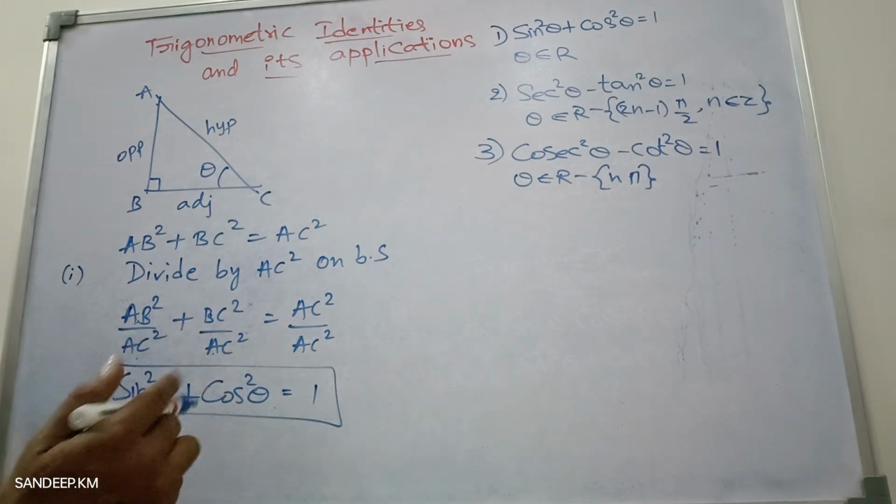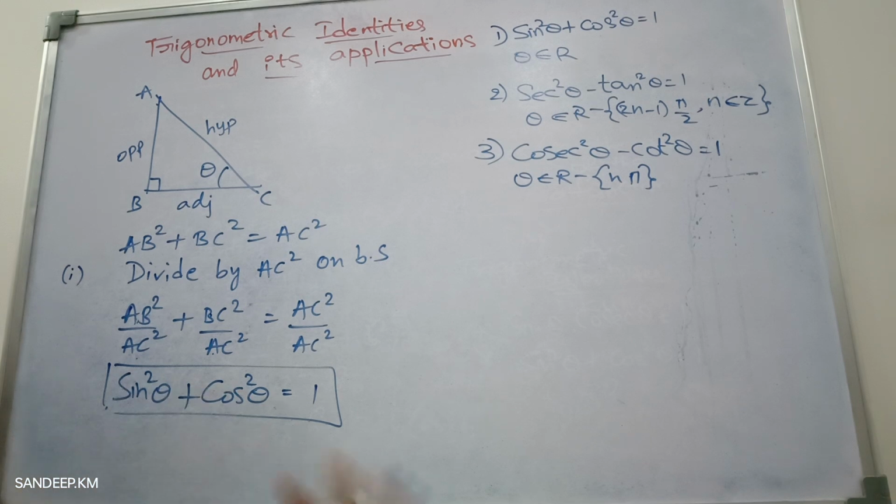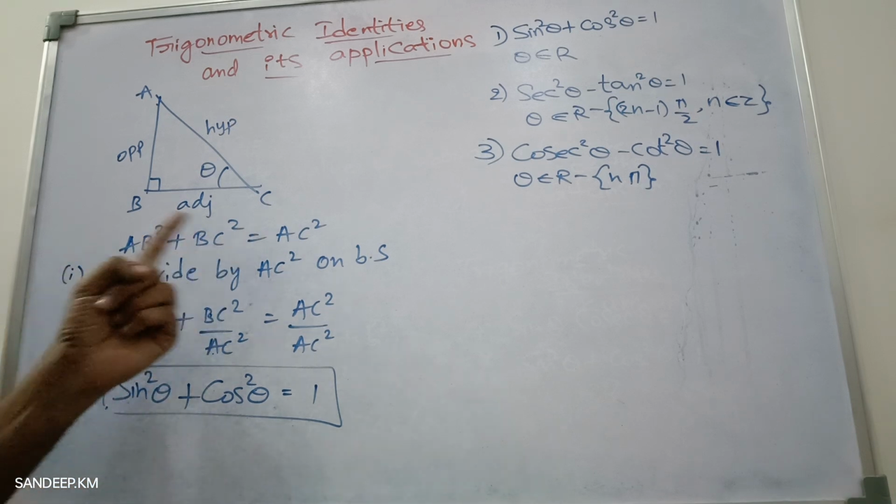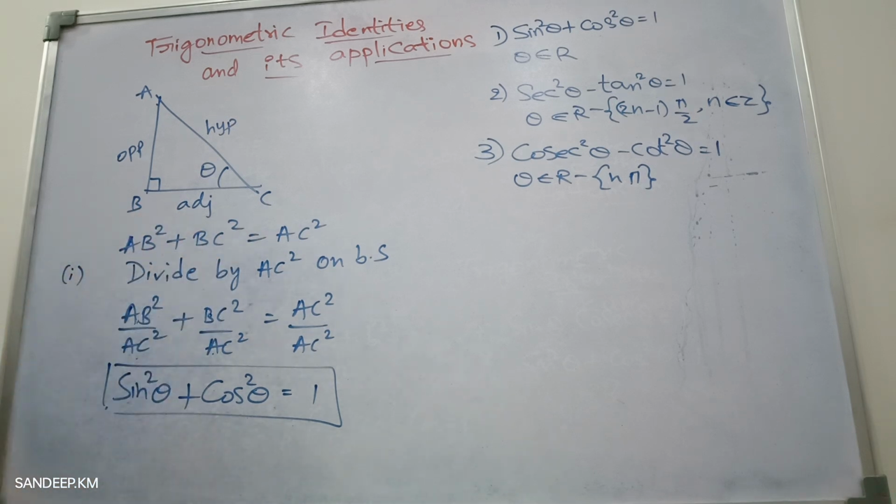Okay, of trigonometric ratios of allied angles, you can generalize it. Okay, the first one, sin square theta plus cos square theta is equal to 1. I got the first identity when I divided by AC square on both sides. Now to get the second identity, what can you do?